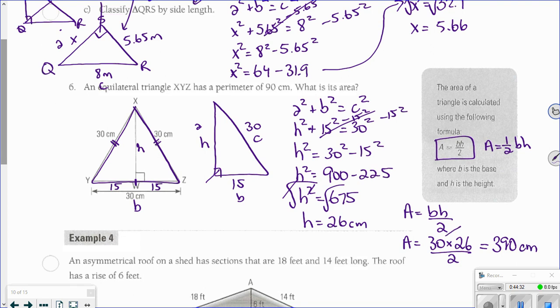But this was centimeters right here, and this was centimeters right here. So centimeters times centimeters gives me an area of centimeters squared. I need that squared on my units. It doesn't mean square my number again, do 390 squared. It just means my units are now units of area. An area is always a number or a unit squared.